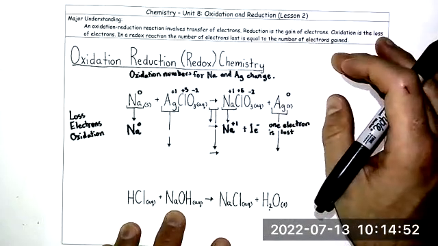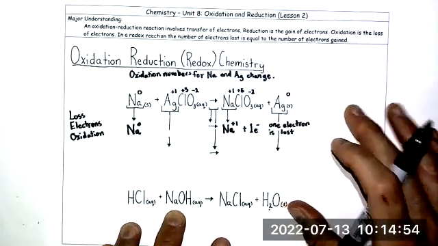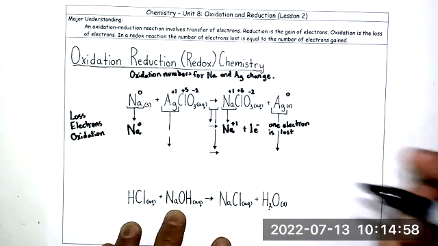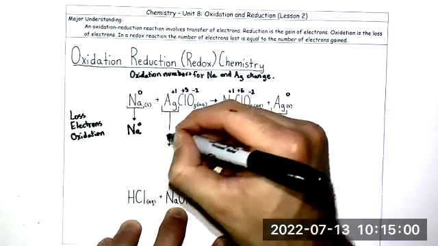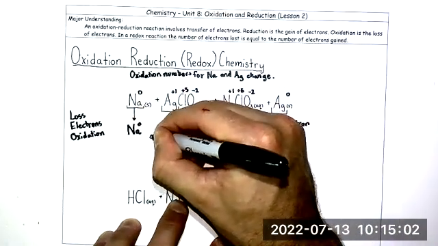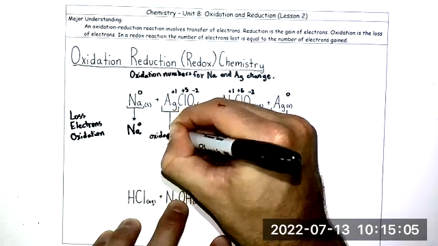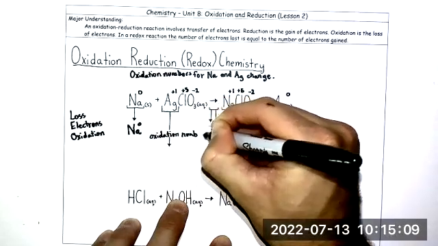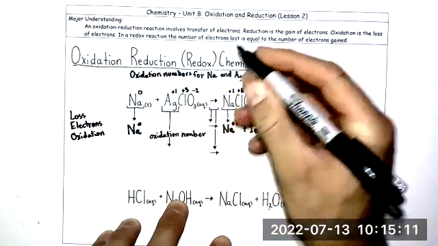Okay. And it's important to note here that because we're losing an electron, our oxidation number actually increases. So for oxidation, our oxidation number increases.